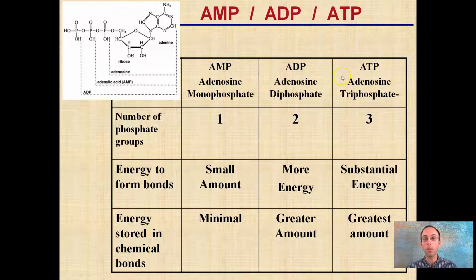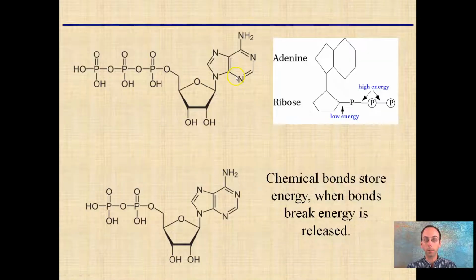And lastly, we have adenosine triphosphate, which has substantial amounts of energy and has the greatest amount stored in its chemical bonds. This is why we typically refer to ATP as the energy currency of the cell, because it has the most energy. But realize that ADP and AMP also do exist.